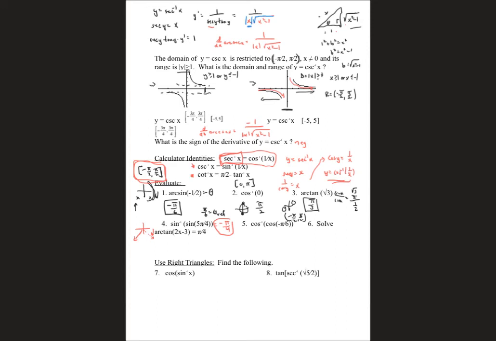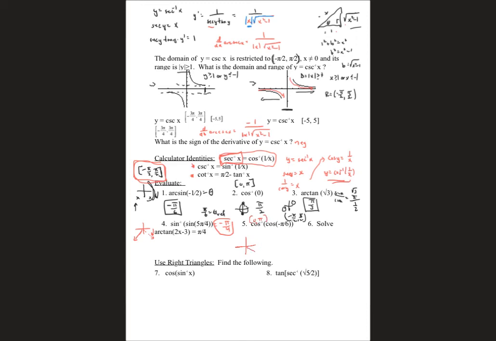So number 5, the cosine inverse of the cosine of -pi/6. In a similar fashion, you might think that that is going to be -pi/6, but that would be incorrect, because the answer to an inverse cosine has to be an angle between 0 and pi.